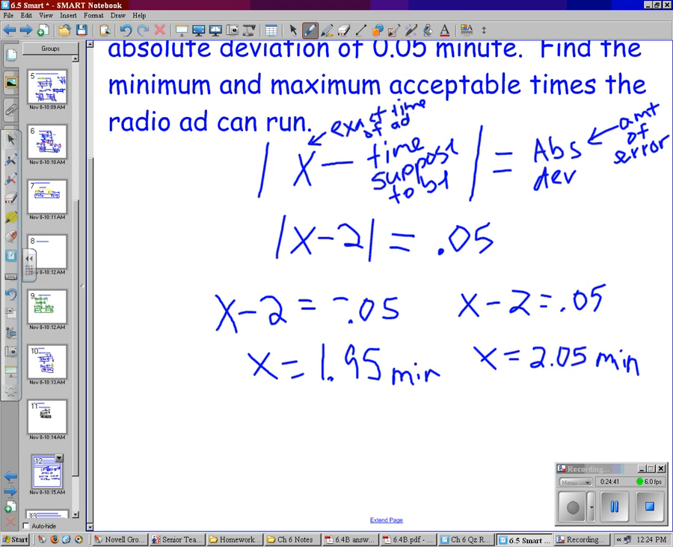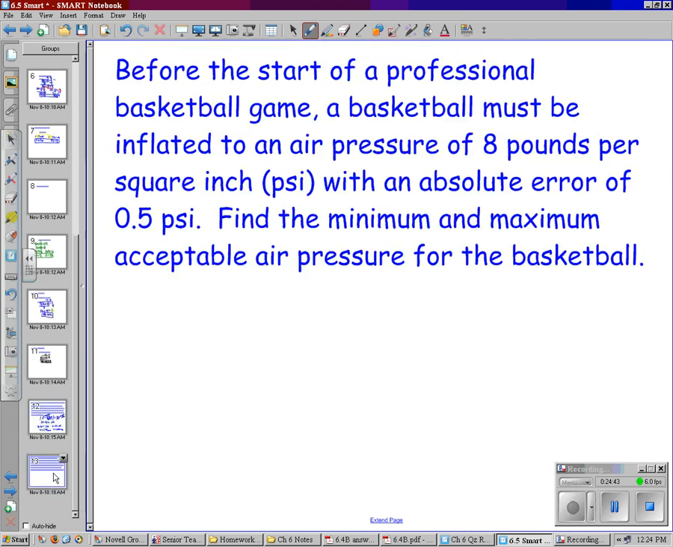Let's try another one. Hopefully this will help out with you. Before the start of professional basketball, a basketball must be inflated to air pressure of 8 pounds per square inch, 8 psi. An absolute error of 0.5 psi. It says find the minimum and the maximum acceptable air pressure for the basketball. Okay, I'm going to pause for a moment, and why don't you just talk to your neighbor real quick and come up with what your equation is.